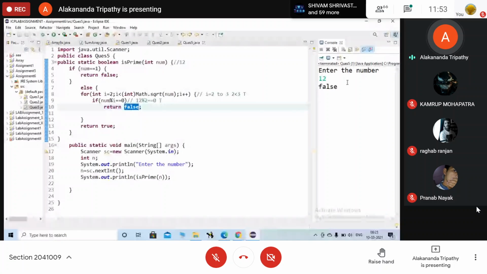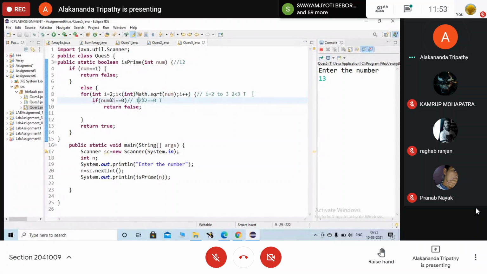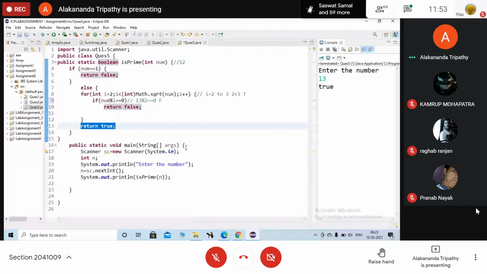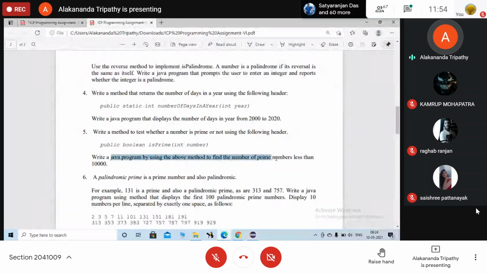Now if I run for another time, now I have entered 13. Square root of 13 कितना आएगा? Again it will be 3 point some value. Okay, so 13 mod 2 equals to 0, यहाँ condition false आ गया. So it will not return the false statement. Loop से बाहर आ जाएगा. यहाँ पर return क्या करेगा? What will be the value it will return? It will return the true value.